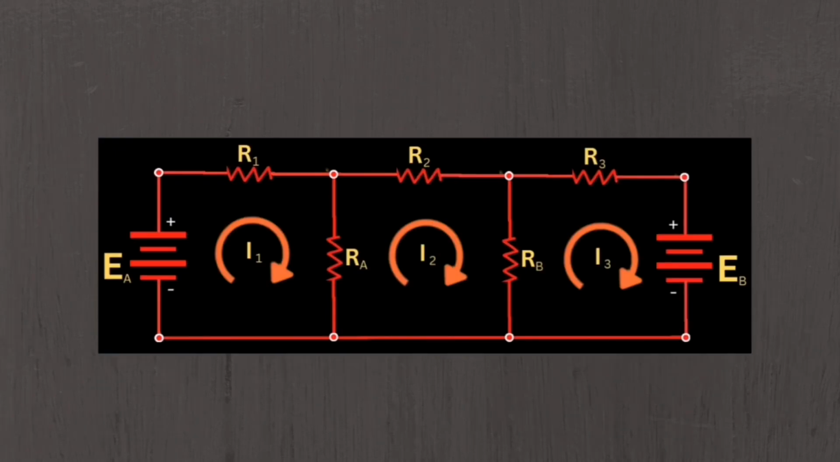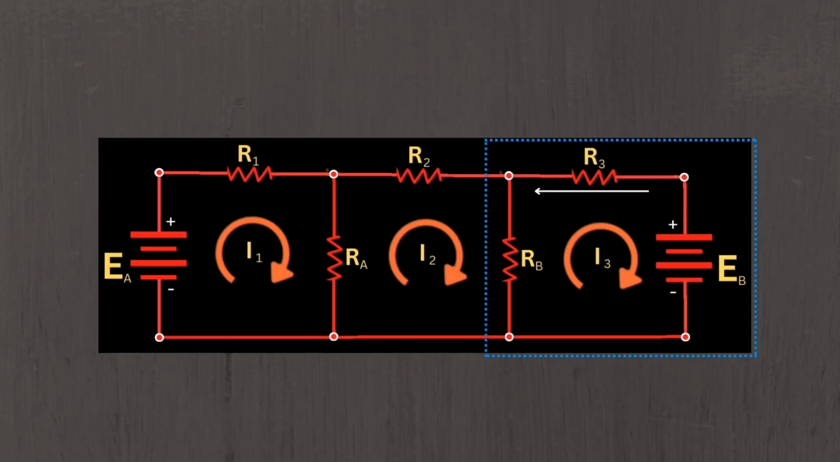In this portion it will be the same. The current flowing at R2 will be equal to I2 but not at RB. The current flowing at RB will be the algebraic sum of I2 and I3, which can be simplified as I2 minus I3. We can say that the current delivered at E sub B and R3 will be equal to I3.